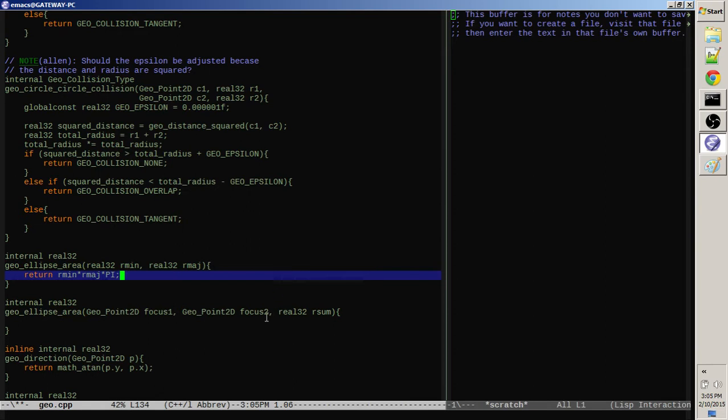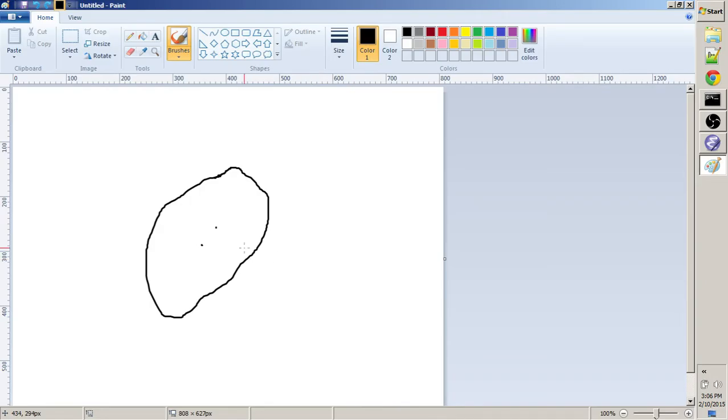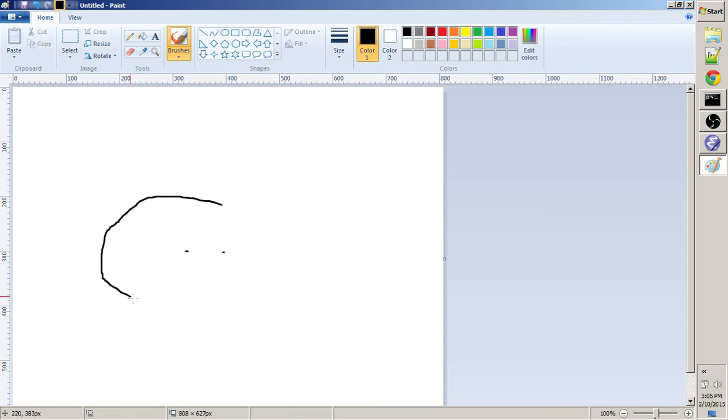Now, the real question is, if I'm given two foci and the sum of them, how do I find those? Well, for one thing, let's go back to this sort of ellipse.